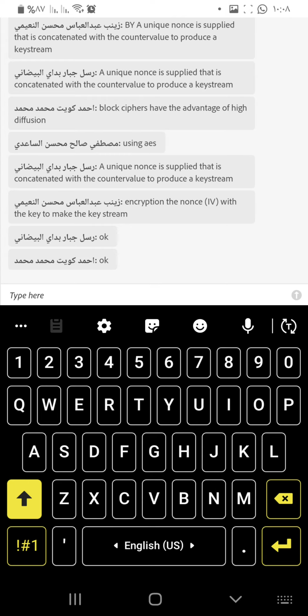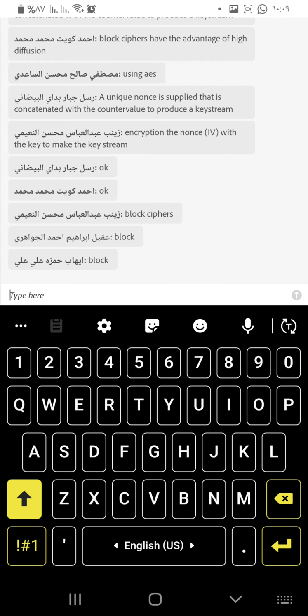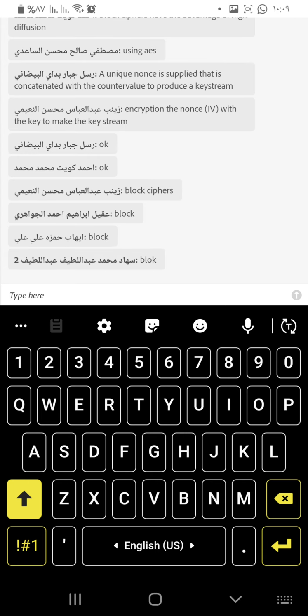Which type of cipher has a higher degree of diffusion? Is that a block cipher or stream cipher? Yes, that's a block cipher. Block cipher has a higher level of diffusion. Zainab Abdul Abbas. Okay.